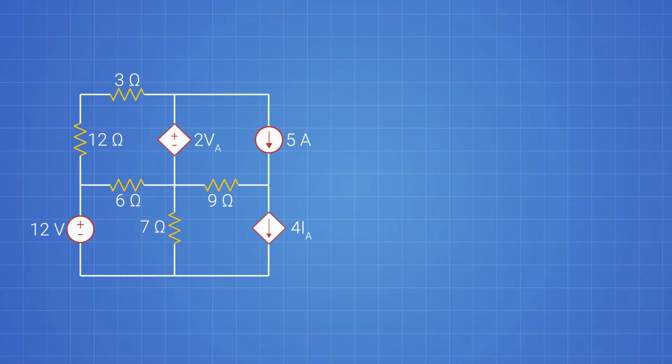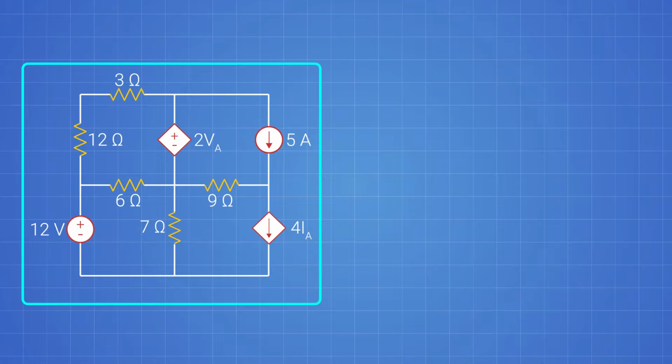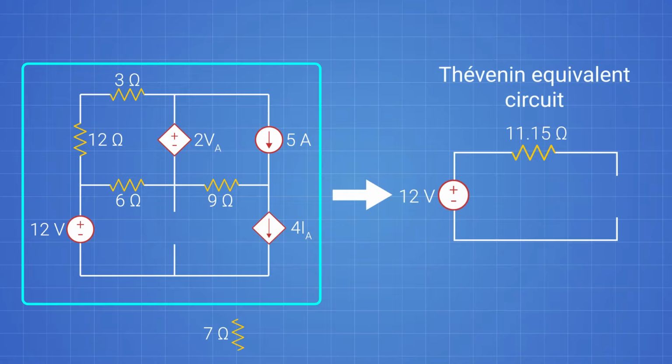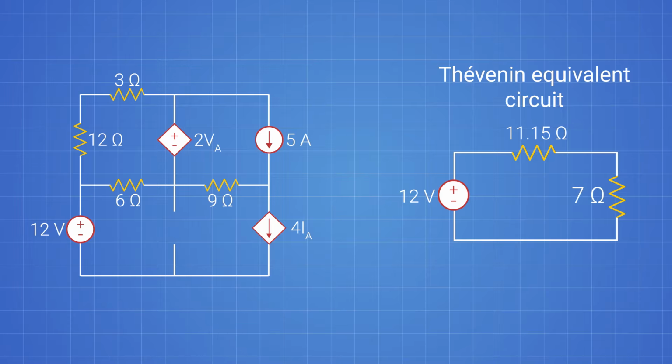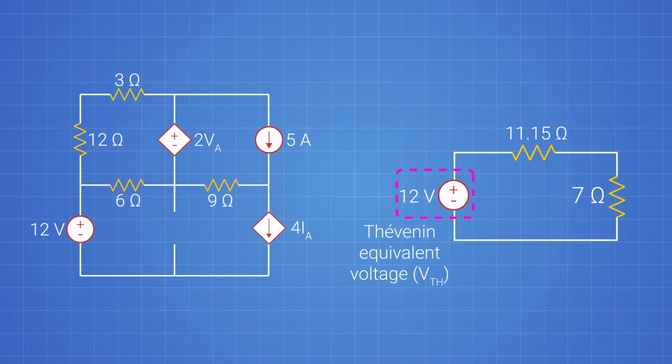Now what if there was a way to represent this whole circuit, excluding our load, like this? To find the values for our load, all we need to do is place it in series with the other circuit elements. Let's talk about some terminology. This is called the Thevenin equivalent voltage, or VTH. And this resistor here is called the Thevenin's equivalent resistance, also called RTH.